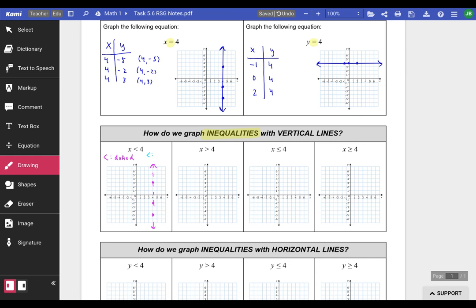We're going to shade over here to the left side. So we're going to shade to the left. We're going to follow that arrow.